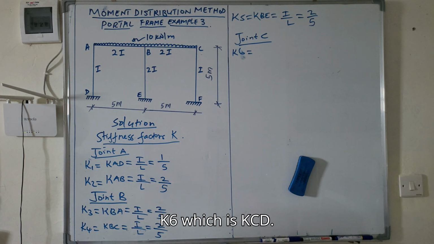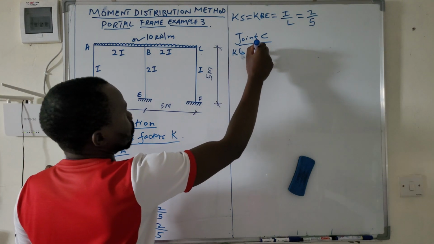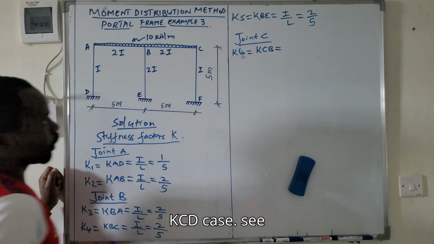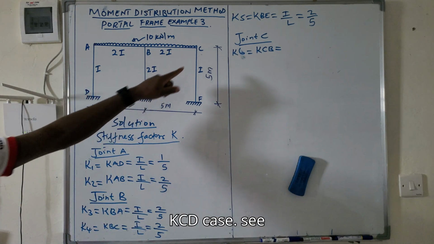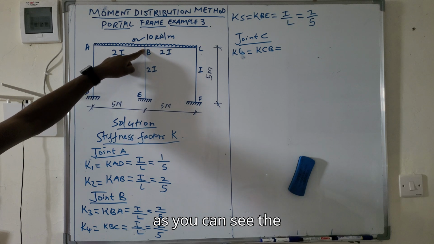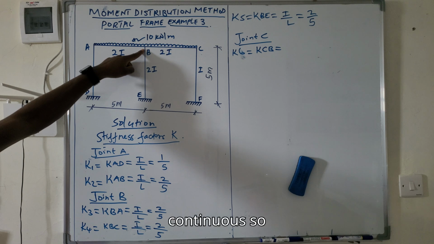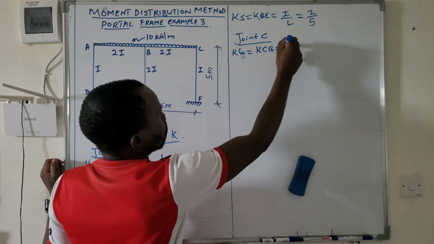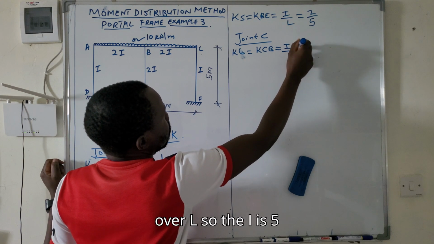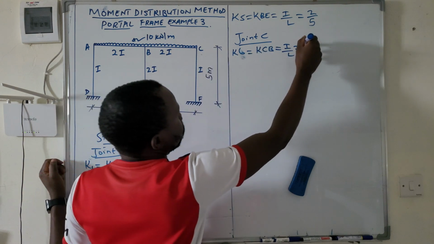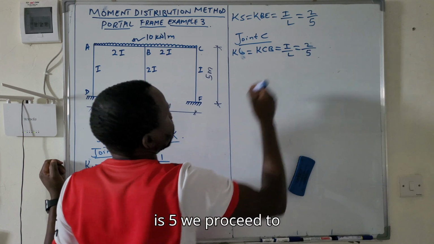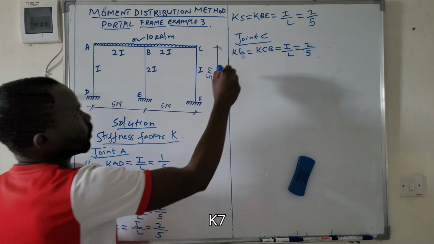K6, which is KCD. As you can see, the farthest end is continuous, so it is again I over L. The I is 2 and the L is 5. We proceed to K7.